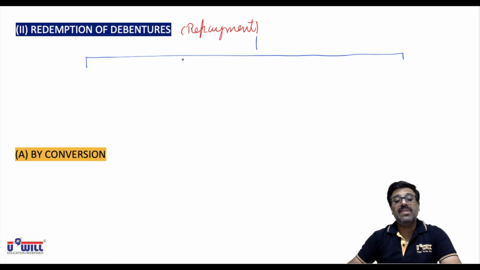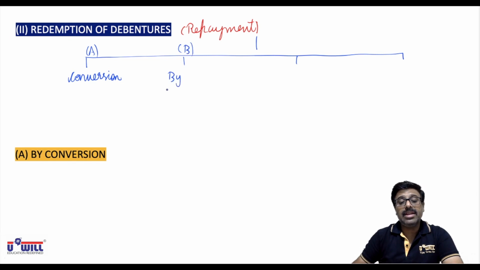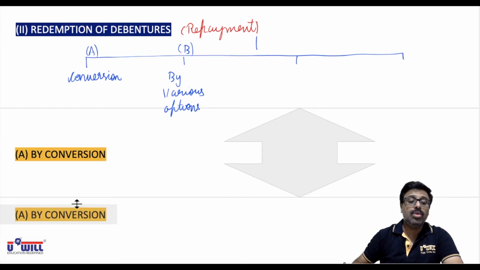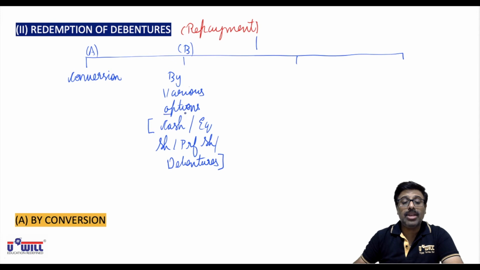Now we will have 4 different topics over here. One is redemption by the method of conversion, which means the debentures get converted into equity shares. Second is redemption by various options. Various options means you give them the options and they can exercise the option on their own, whether they want to take cash, or equity shares, or preference shares, or debentures. Even new debentures can be given against old debentures. So many options are given.